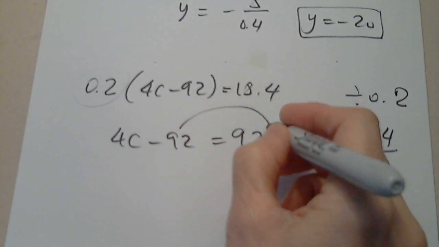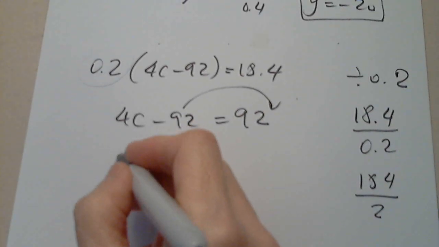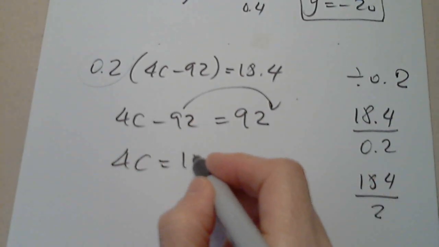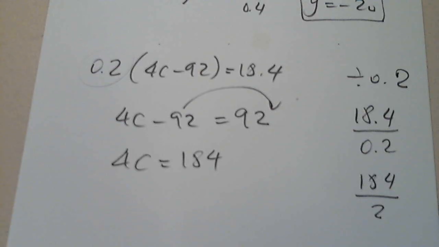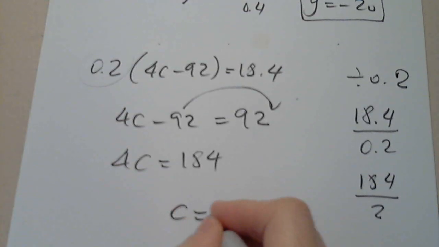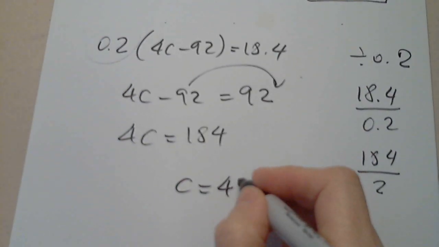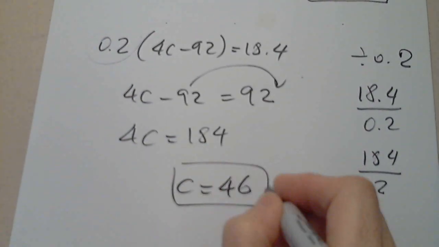So then, of course, I have to move 92. So I have 4c equals 184, 92 plus 92. And then now I have to divide by 4. 46.